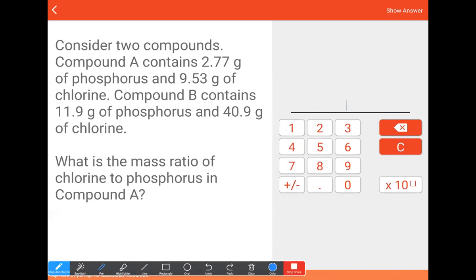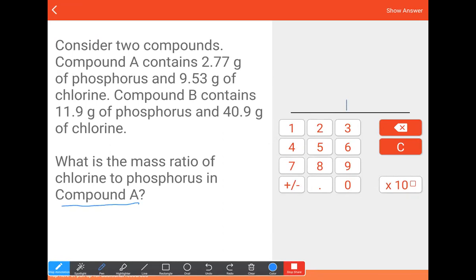Okay, this is part one of a three-part problem. But in this problem, what we're doing is trying to figure out what the mass ratio is in compound A. Part two is solving for compound B. So we'll do both of those in this problem and compare them. So what does it look like?